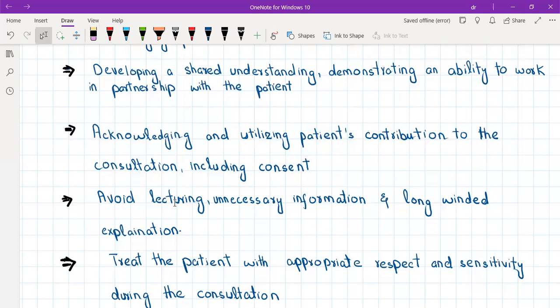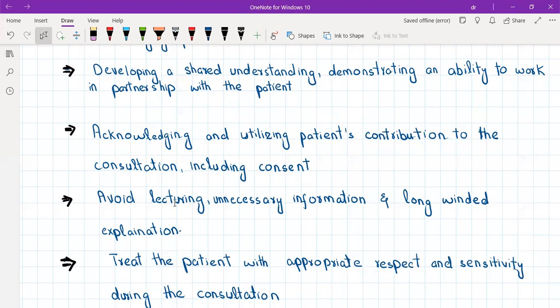For example, in obstructive sleep apnea, or for example, in dementia, you can tell him it is a condition of the brain and it gradually deteriorates our brain. Initially the patient has some memory problem and slowly and gradually it also causes personality changes. So basically, in simple words, and avoiding any unnecessary information, don't tell about the details of the procedures and stuff like that.